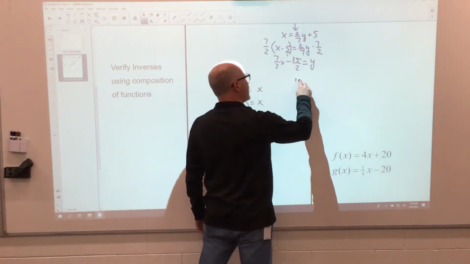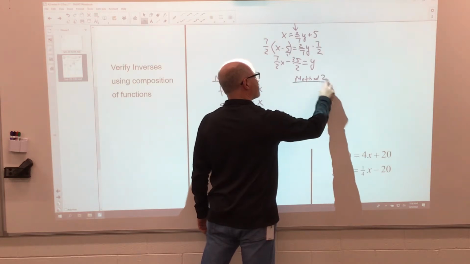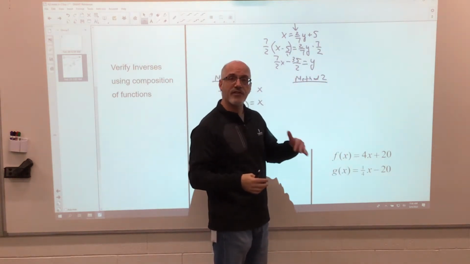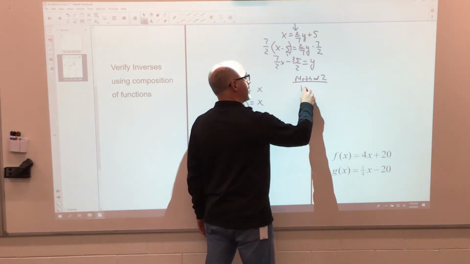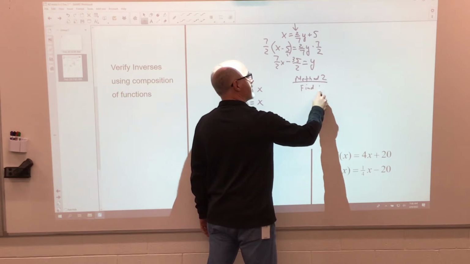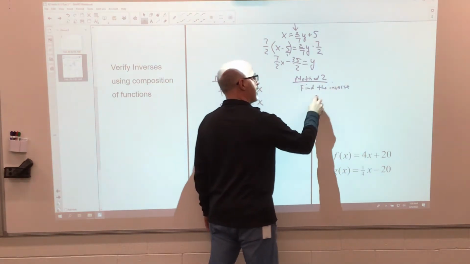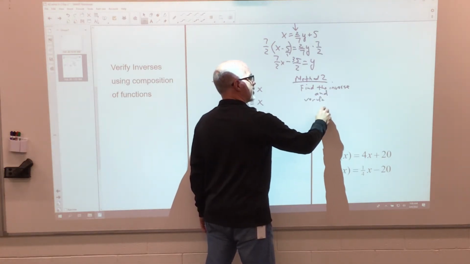Method 2 is all you have to do is do like we did above here: take the original function and find its inverse. So find the inverse of the function and verify it's the same as the one you're trying to show is the inverse.